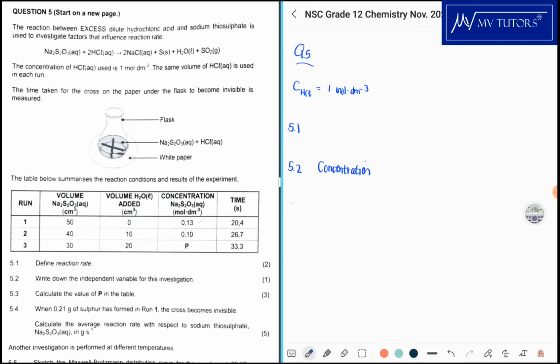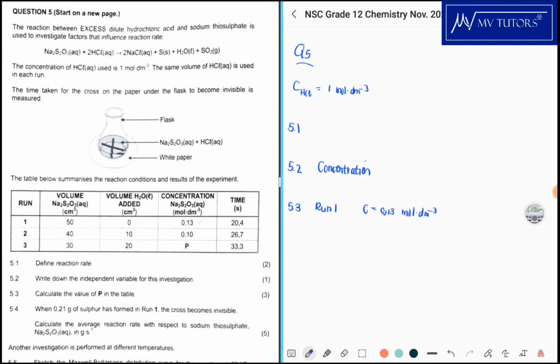All right, now 5.3. Calculate the value of P in the table. So basically we're looking for the concentration of sodium thiosulfate for run 3. Remember for run 1, we know that the original concentration is 0.13 mole per cubic decimeter.